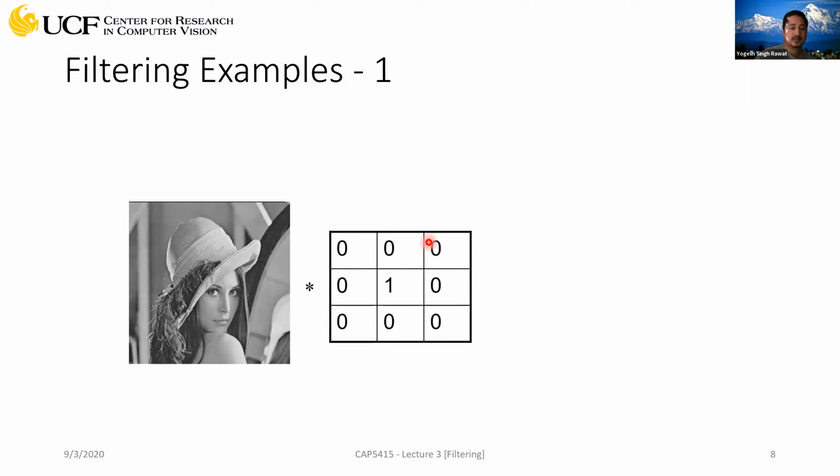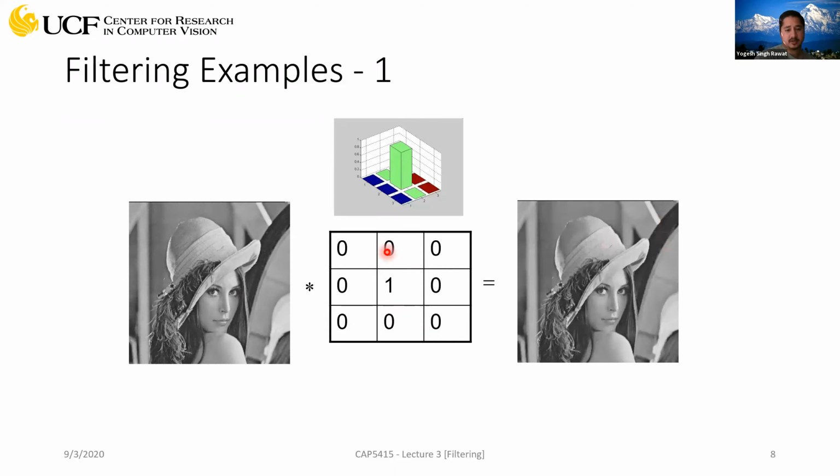When you multiply these values with the corresponding pixels, they will give you 0. When you add those up, you will just get back the center value, which is the original value of that pixel. So if you apply this kernel or filter to this image, the image will not change. You will get the same image as output. This is another way to represent this kernel: only the center value is high, and the rest of them are all 0.